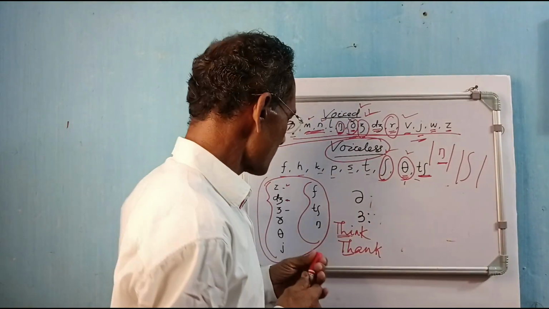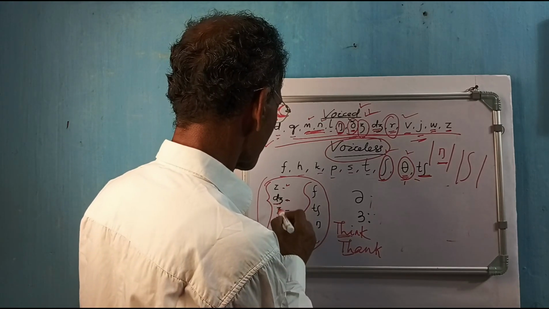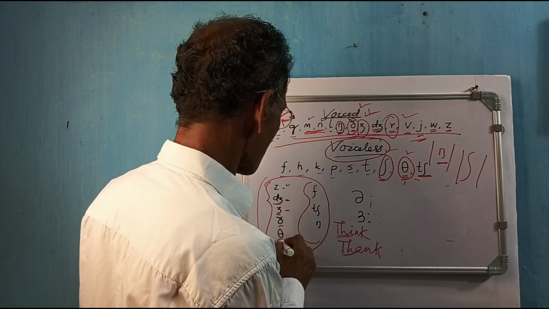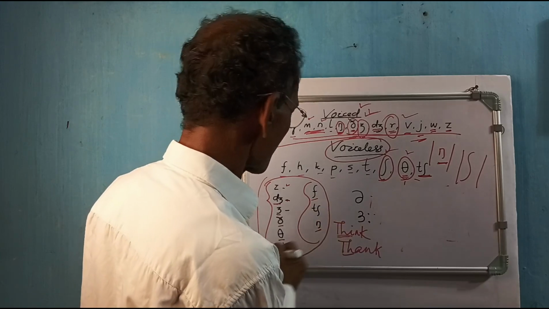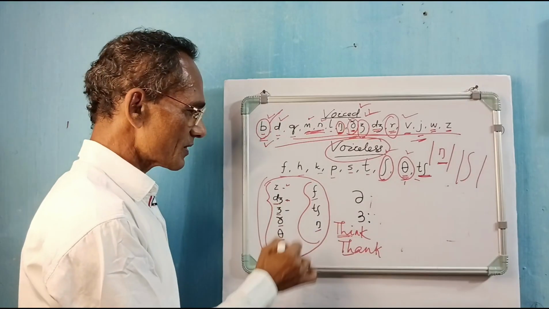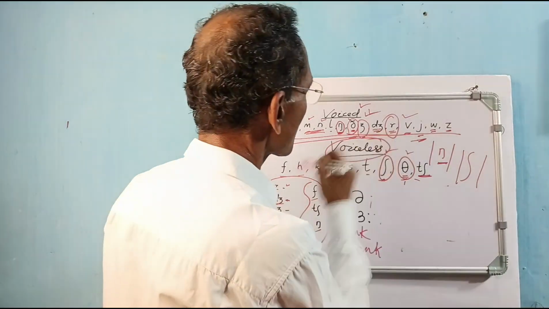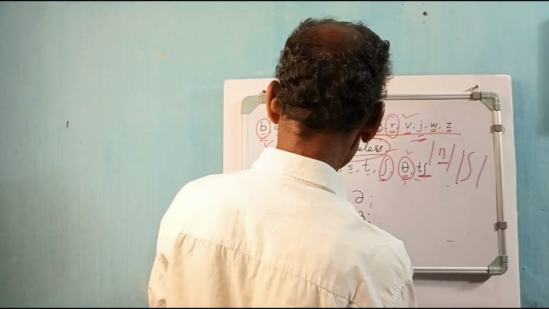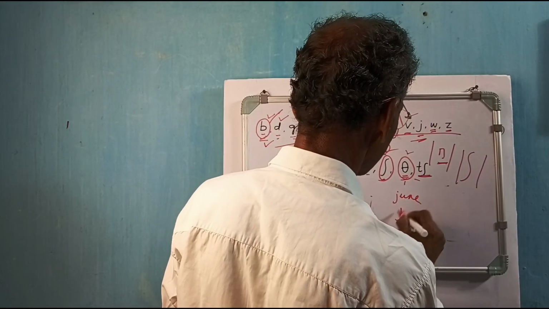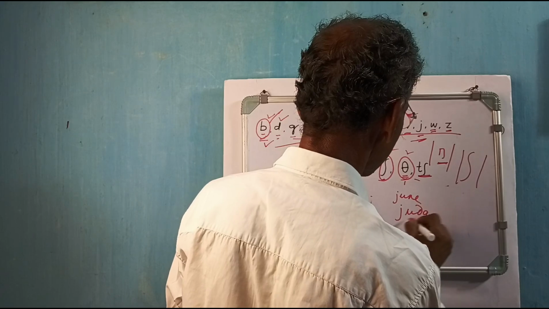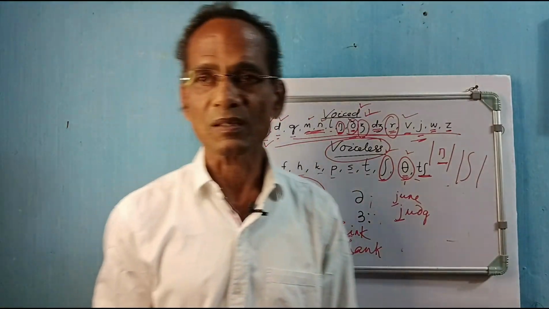These words, like this one, this one, this one, almost these 9 sounds. This sound is used in words: June, judge. The sound j, a voiced sound.